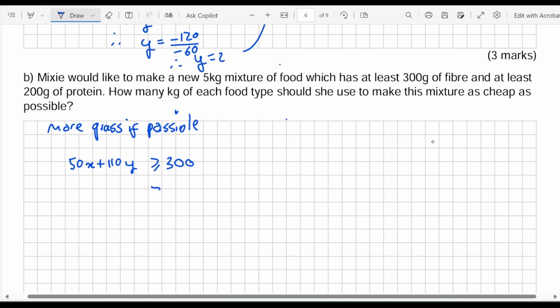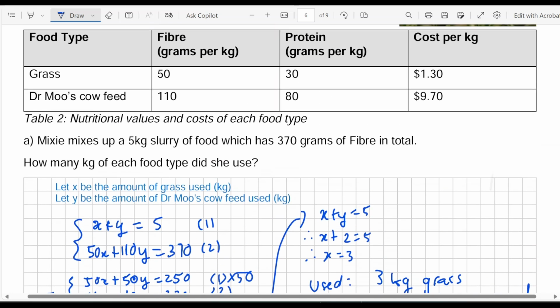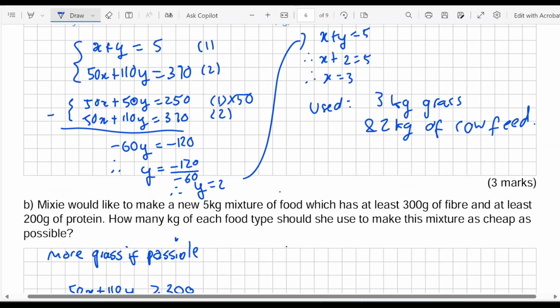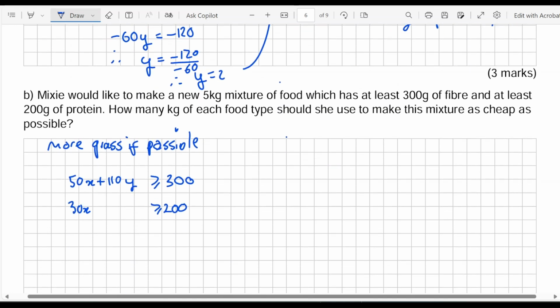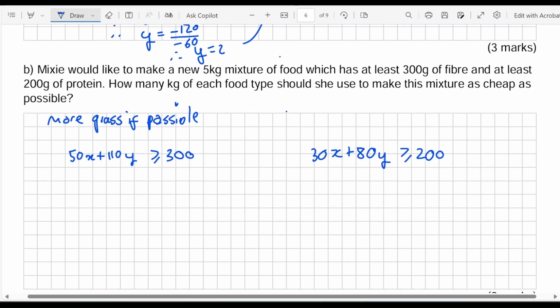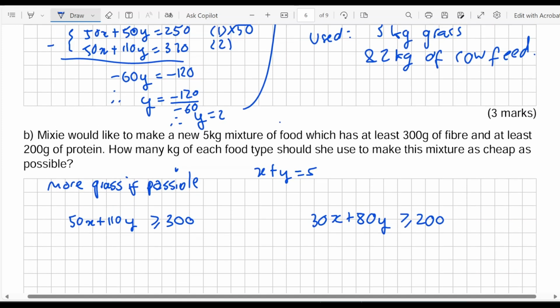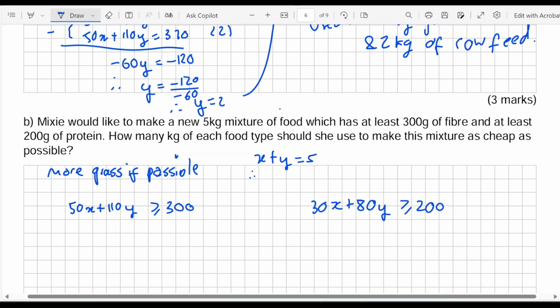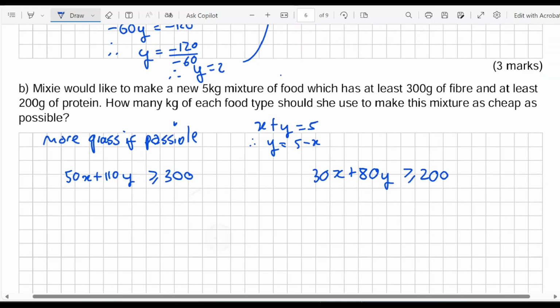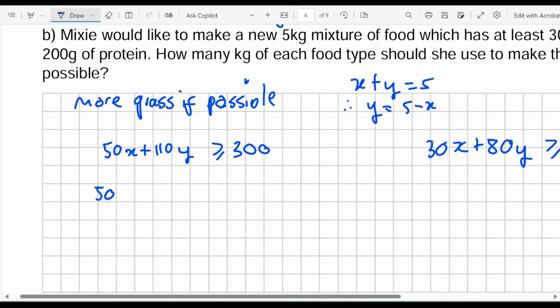And for the protein, we're going to have at least 200 grams of protein, and that is going to come from this column, 30x plus 80y. Now, I might actually just do it over here. We've also got x plus y is 5 still, because she's making a 5 kilogram mixture. So every time I see a y, I can replace it with 5 take x. So let's do that over here. We've got 50x plus 110 lots of 5 take x has to be greater than 300.